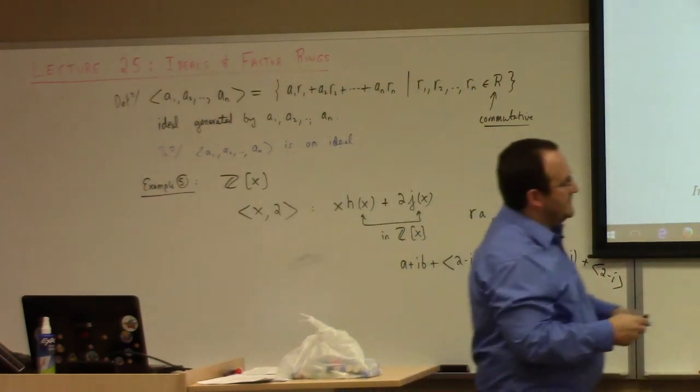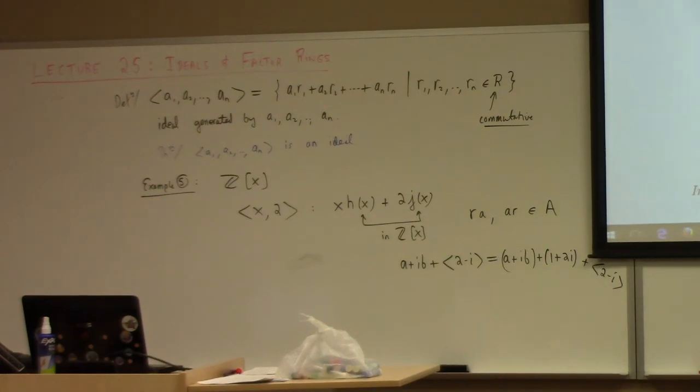So I think that's how I'm seeing that this 0 is in the same coset as 1 plus 2i there, right? Yeah.